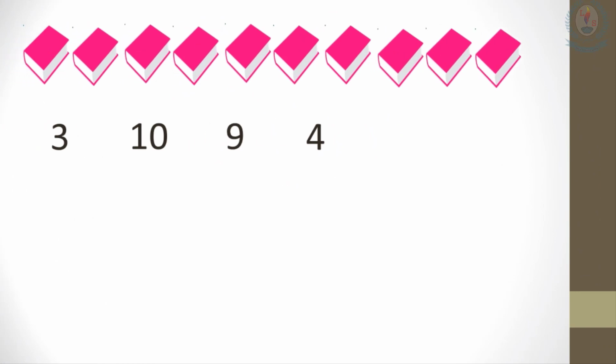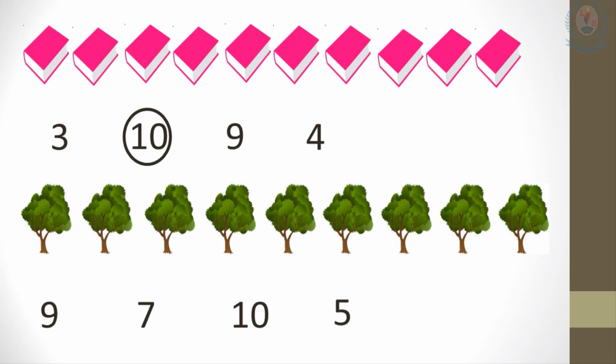Shall we count some more objects? Here we have lots of books. Let's count and see how many books. 1, 2, 3, 4, 5, 6, 7, 8, 9, 10. There are 10 books. So we are going to circle the number 10. Next we have lots of trees. Shall we count and see? 1, 2, 3, 4, 5, 6, 7, 8, 9. There are 9 trees. We are going to circle the number 9.